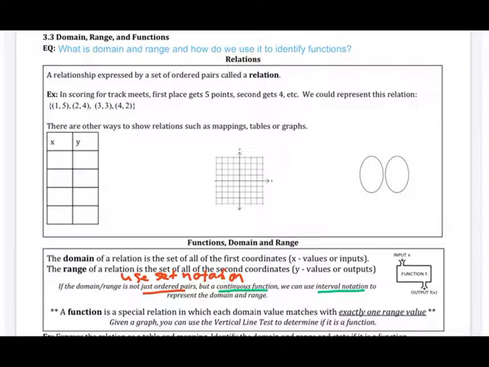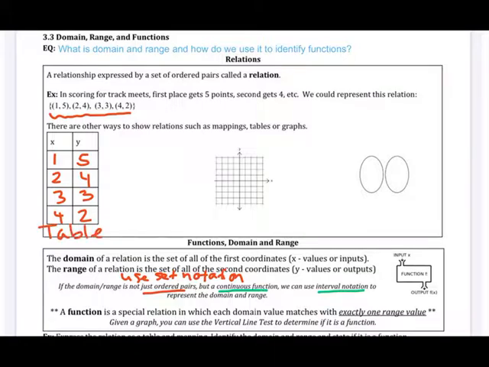So, for example, scoring in a track meet, first place gets 5 points. That's a relation. So that's saying that first place gets 5 points. Second place gets 4 points. Third place gets 3 points. Fourth place gets 2 points. So we could express this relation as a set of ordered pairs that we could graph. We could also express it as a table.